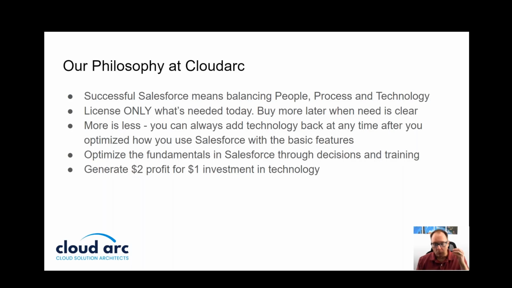And finally, what result are you generating? Focus on $2 of result for $1 of investment. Be clear about this is an investment. It needs to produce a result. If it isn't producing a result, or it is producing a nominal result, then reduce your costs so that that result is a profitable one.